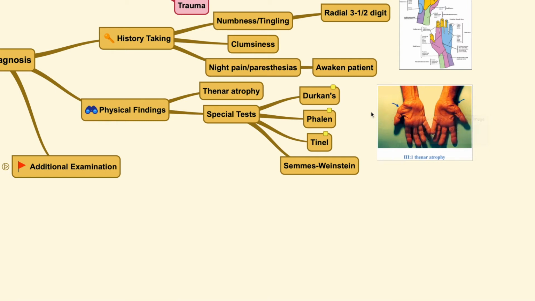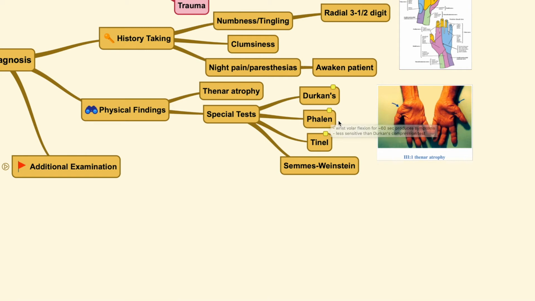sensory sensitivity. So for the Durkan test, basically you do a compressive force directly over the carpal tunnel, and if the symptoms are reproduced, then you call it a positive finding. For the Phalen test, you usually do a wrist volar flexion for around 60 seconds. The wrist flexion is usually around 90 degrees of flexion. You wait until 60 seconds, and if there are positive symptoms, then we call it a positive Phalen test.